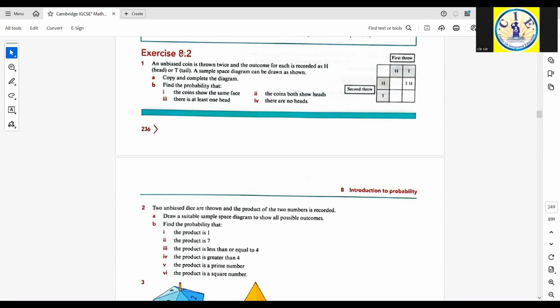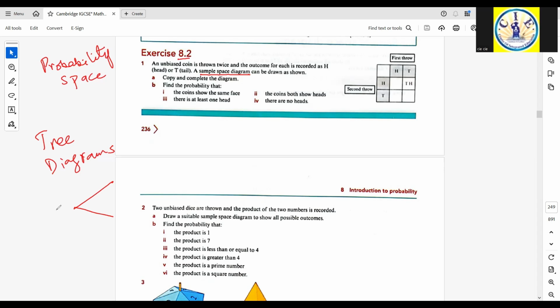In this video, now we are going to discuss exercise 8.2. It is all about the sample space diagrams. These are also known as probability space diagrams. And the tree diagrams are also one of the forms of sample space diagrams or the probability space diagrams.